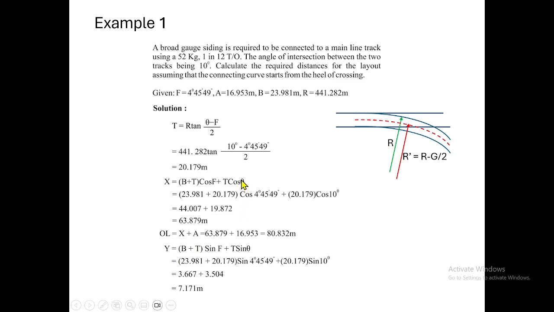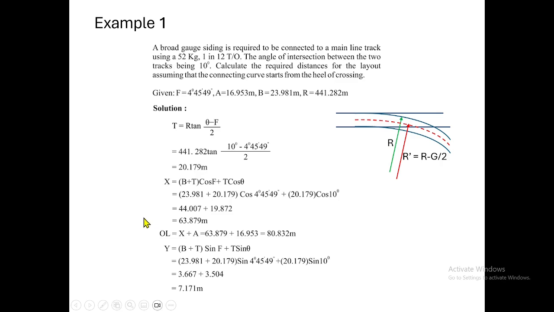Then the y distance, from the main line to the siding track, where that line should come straight. So at that point, the tangent point, the y distance is equal to, in the same formula, replacing cos theta with sin theta. Using this relation, substituting all values, we get y equal to 7.171. Once we know the y distance and the overall length, we can fix the SRJ.